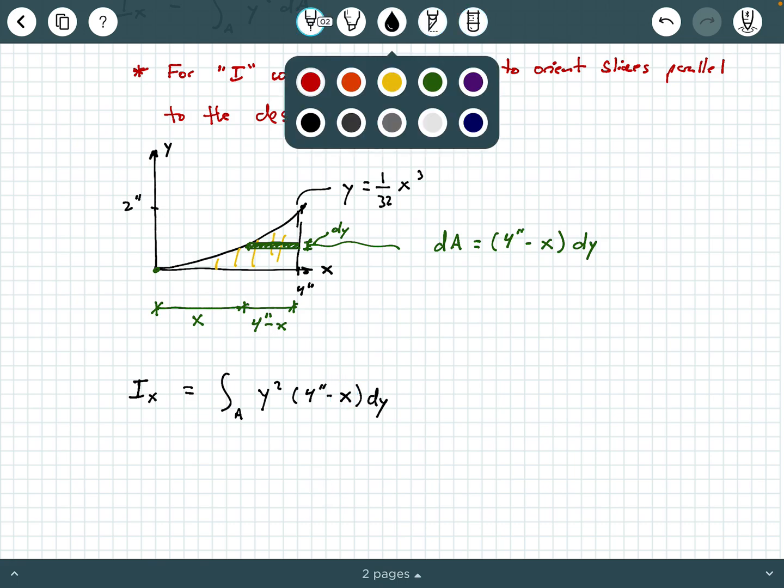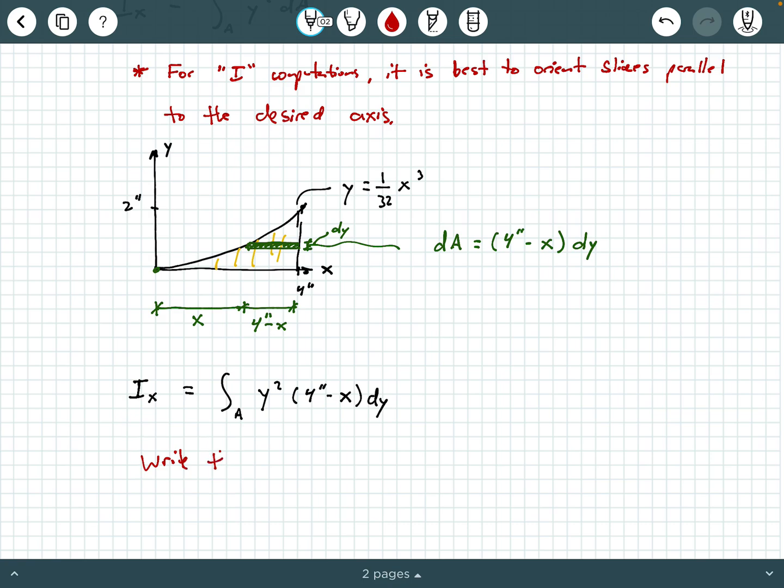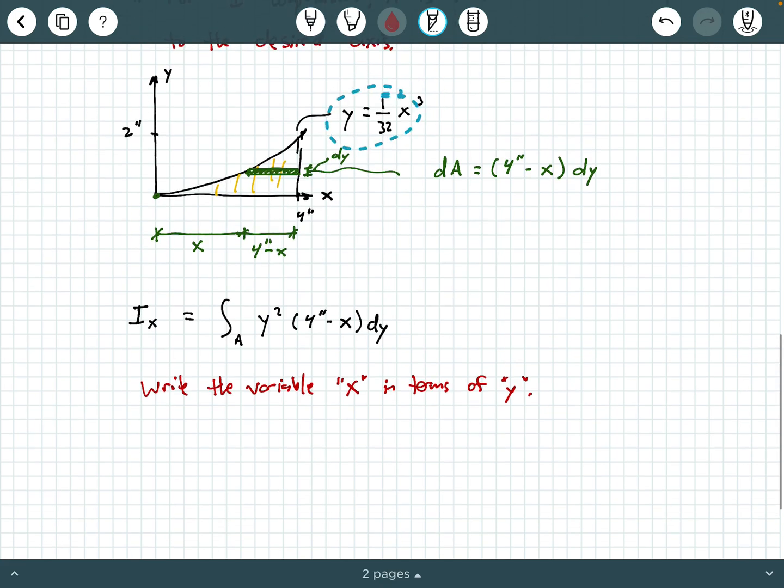So we'll make a little note here: write the variable x in terms of y, okay? Well, all you need to do is look at the function right here. You already have y as a function of x, so we're going to do a little bit of rearranging of this function, and we're going to get x as a function of y. If you just cross multiply and take a cube root, you're going to get x equals the cube root of 32y. Or if you like writing it this way, this is fine too. That's very simple algebra to make that little rearrangement.